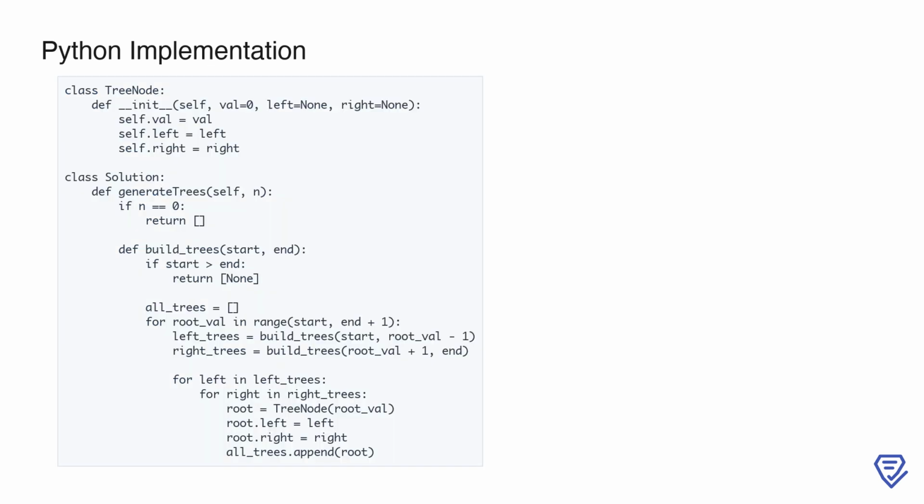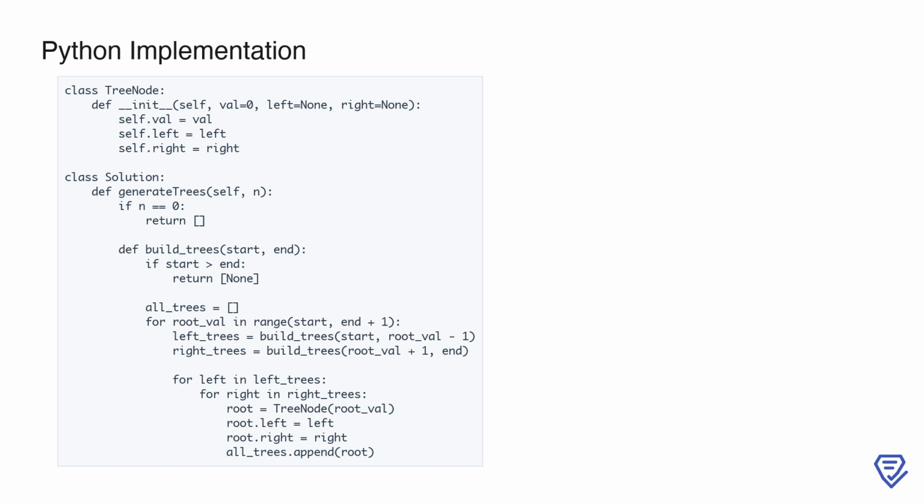Here, we start by defining a simple tree node class to represent the structure of each node in our binary search tree. Each node has a value, along with pointers to its left and right child nodes. The generateTrees method is where the solution begins. The method takes an integer n, which represents the number of nodes we want in our binary search trees. If n is 0, we simply return an empty list since no trees can be formed.